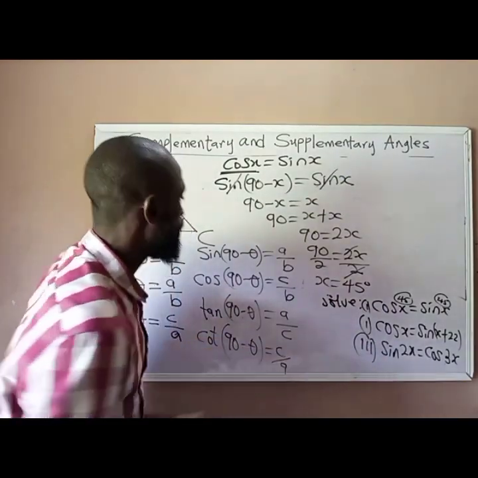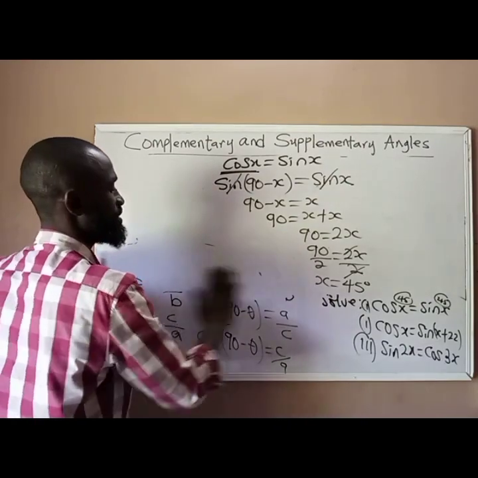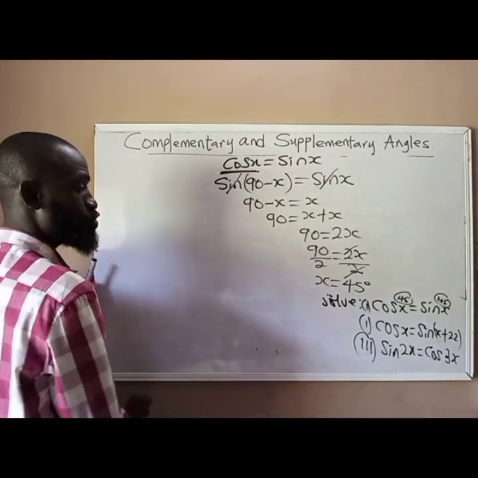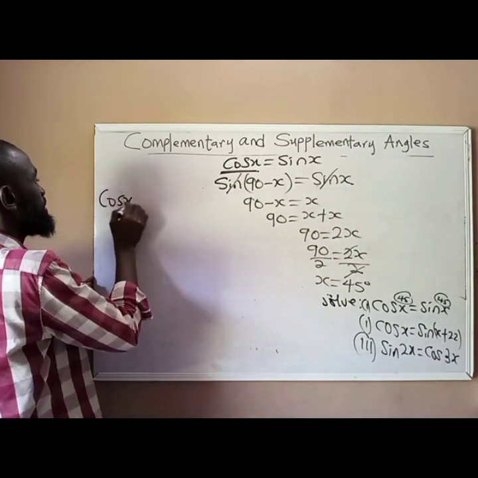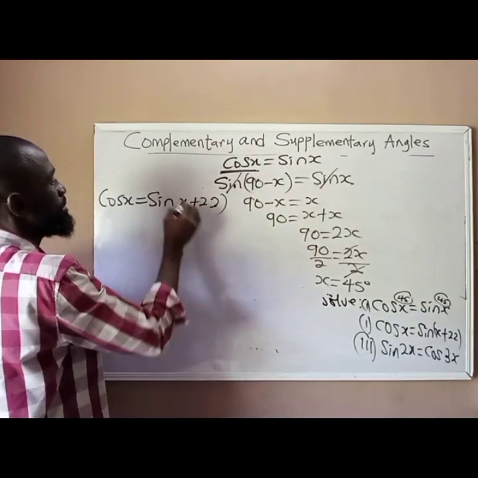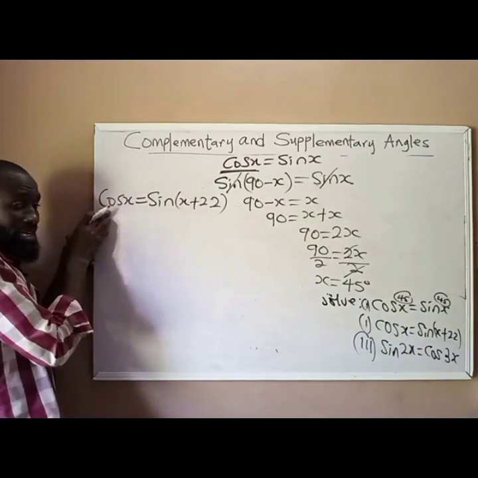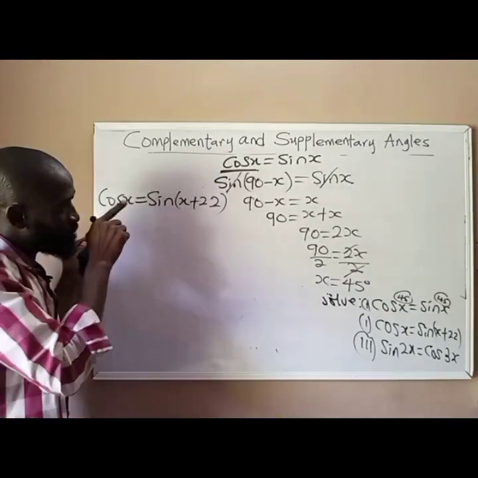Let's solve the second one here. The second question says cos of x is equal to sin x plus 22. So we have cos x equals sin x plus 22. I want to change this one to cos, although I can equally change it to sine, but I want to use this one to establish more facts. Pay attention to this.